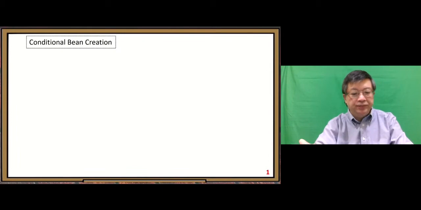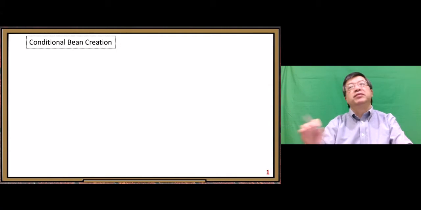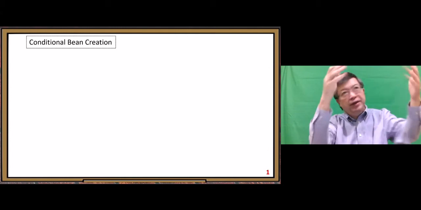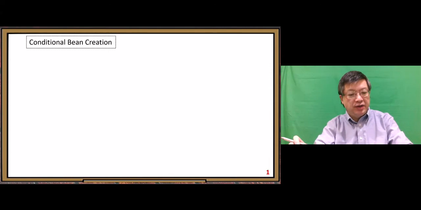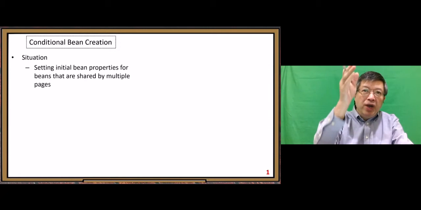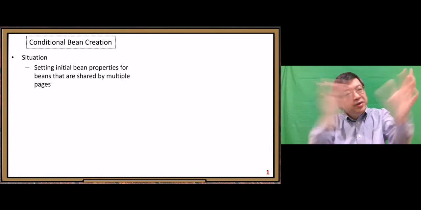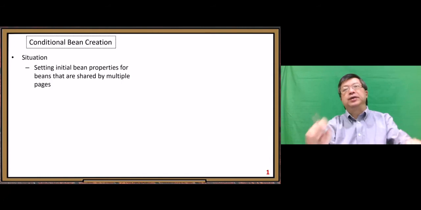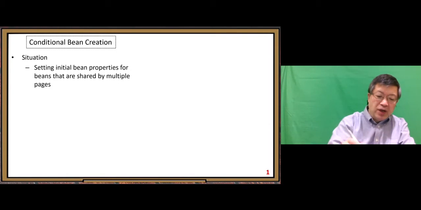The first topic, conditional bean creation. We learned how to create a JSP bean, but here there is a special situation. Let's look at the situation first. Setting initial bean properties. When we create a bean, we need to set some initial properties. But when we do that, think about a special situation.